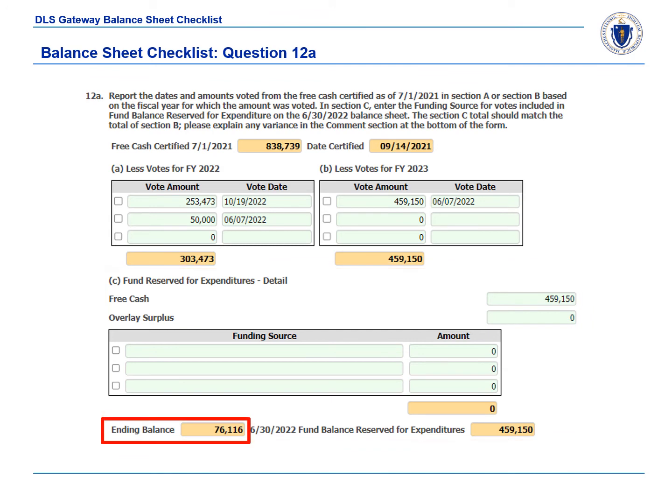The ending balance is the amount of free cash that went unappropriated. A positive balance that remains flows to undesignated fund balance and has a positive impact on the next fiscal year's free cash.